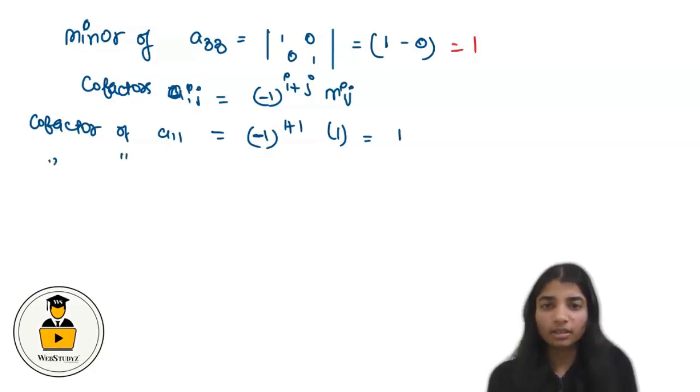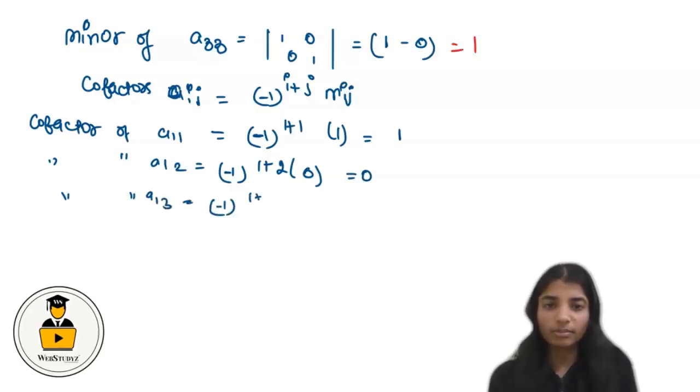Now in the same way, the cofactor of A12 is equal to minus 1 raised to the power 1 plus 2, and the minor of A12 is 0. So minus 1 raised to the power 3 is minus 1. Minus 1 multiplied by 0 is 0. In the same way, the cofactor of A13 is equal to minus 1 raised to the power 1 plus 3 multiplied by its minor, and its minor is 0. So minus 1 raised to the power 4 is plus 1, and plus 1 multiplied by 0 is 0.